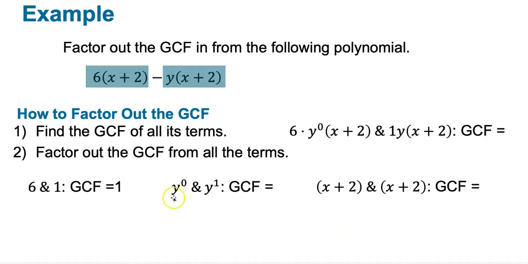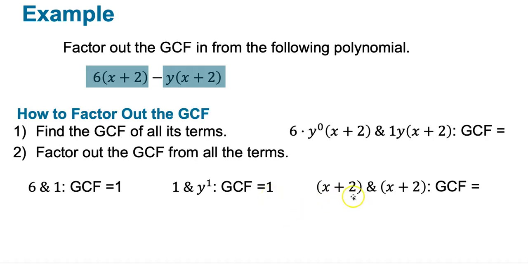So what's the GCF of y to the 0 power and y to the first? Well, remember, when you have like bases, the GCF is the base with the smallest exponent. Smallest exponent is 0, so the GCF is y to the 0. But y to the 0 is just 1, so the GCF is 1. Remember, anytime one of the terms from the list that you're trying to find the GCF of is 1, that means the GCF is automatically 1.